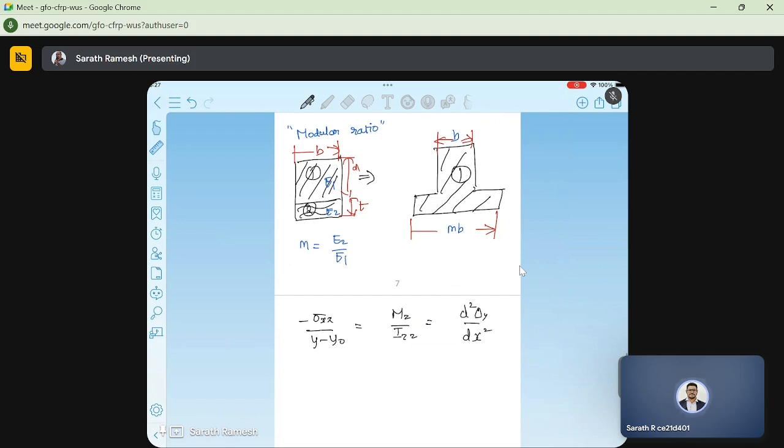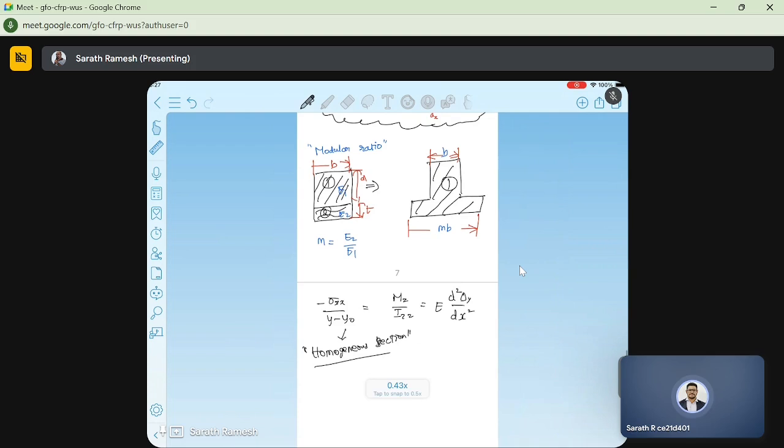Sorry for the interruption here. Okay, so this is the bending equation, but here E was constant, right? So E will just come just like that without any variation. This is the one which we have already seen, that is for a homogeneous beam, homogeneous section, right?